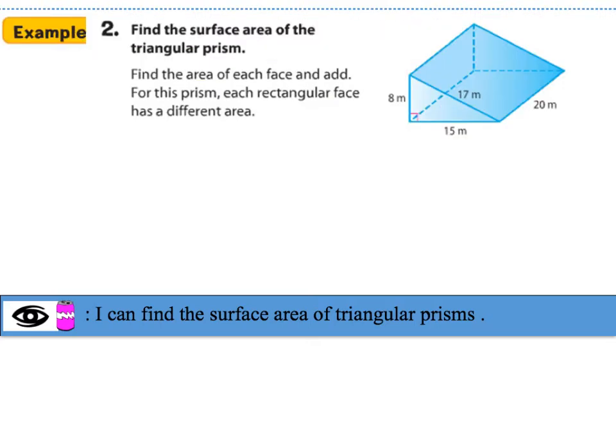For example 2, it says find the surface area of the triangular prism. So here's the triangular prism that they're giving us. The difference is now that we don't have a net, but what we can do is we can try to draw one out. So if I'm looking at this shape, I know that the base of the triangular prism would be a triangle. So I'm going to draw one triangle here.